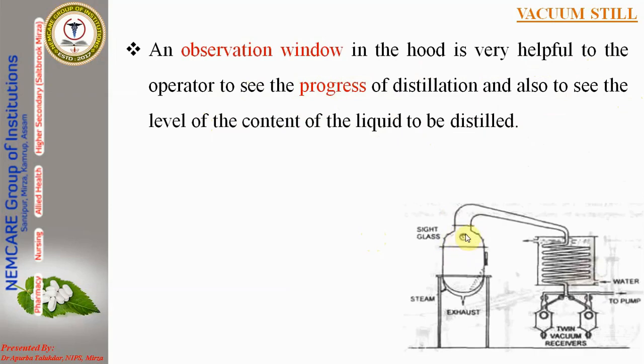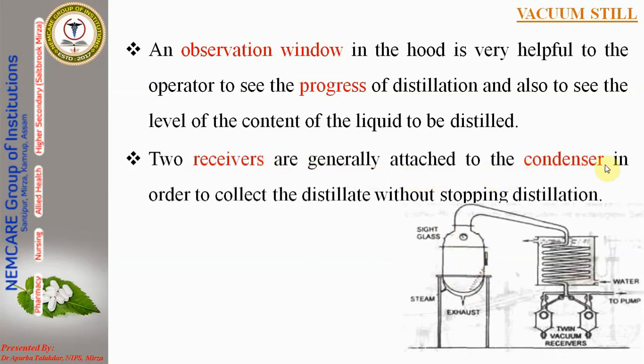So here we are going to put an observation window through which you can see inside what is going on, how much liquid is there, how the distillation process is going on, and how much sample is remaining. Two receivers are generally attached to the condenser in order to collect the distillate without stopping the distillation. If one receiver is filled, then the sample will be collected in the next one, because we don't want to stop the process in between, since this is a process where we use vacuum. We want a continuous process, because of which we use two receivers.